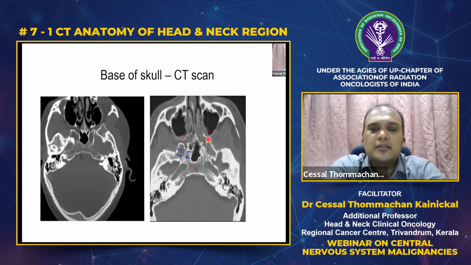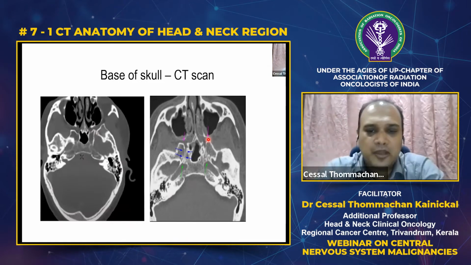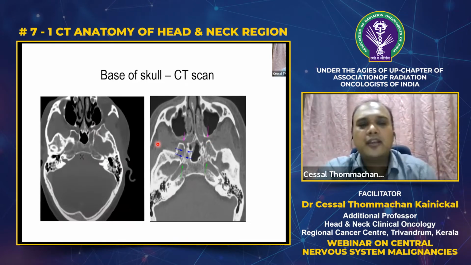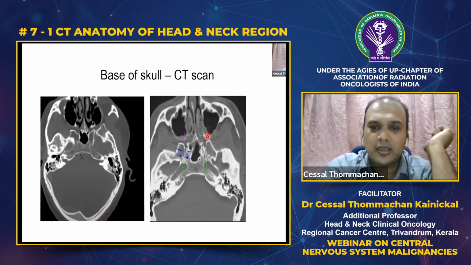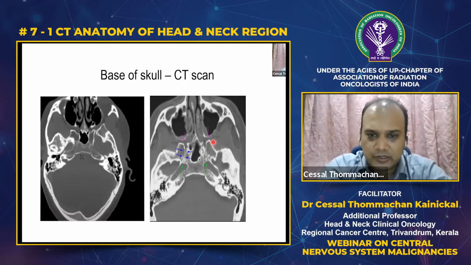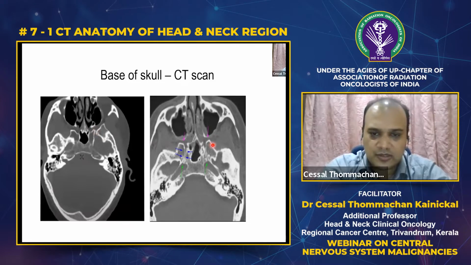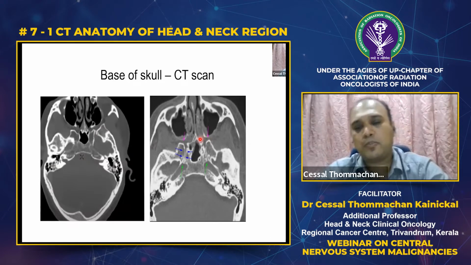There are 3 posterior connections. One is the foramen rotundum for the pterygopalatine fossa. So how will you identify the pterygopalatine fossa? This is the maxilla. You take the posterior border of the maxilla. This is the anterior border of the pterygoid bone. So between the maxilla and the pterygoid bone, you have a fossa here. This is the pterygopalatine fossa.